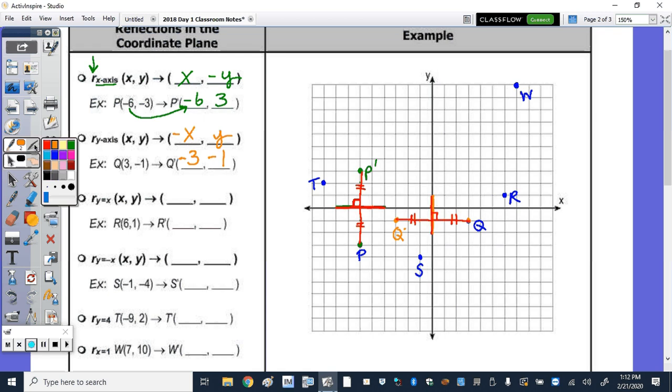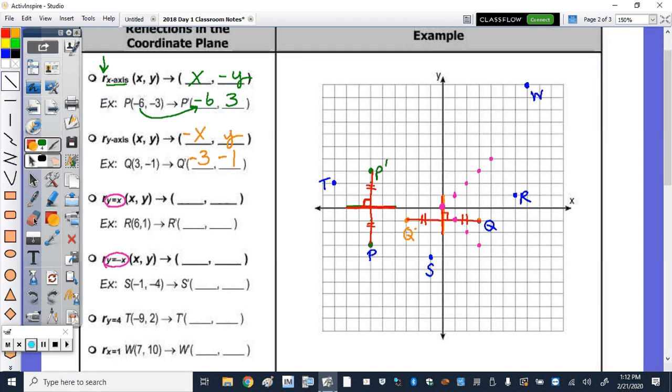Now for these next two lines, y equals x and y equals negative x, I want you to take a moment and let's graph those first. So they both have an intercept of 0. So y equals x has a slope of 1. So up 1 over 1, up 1 over 1, up 1 over 1. Where y equals negative x is down 1 over 1, down 1 over 1, down 1 over 1. So let's take a minute, take your ruler, and let's graph these two lines.